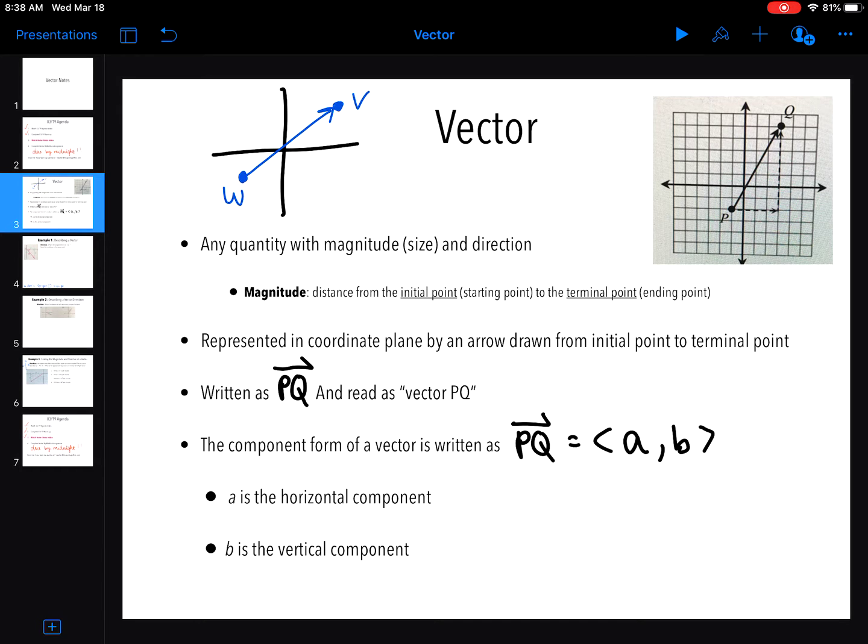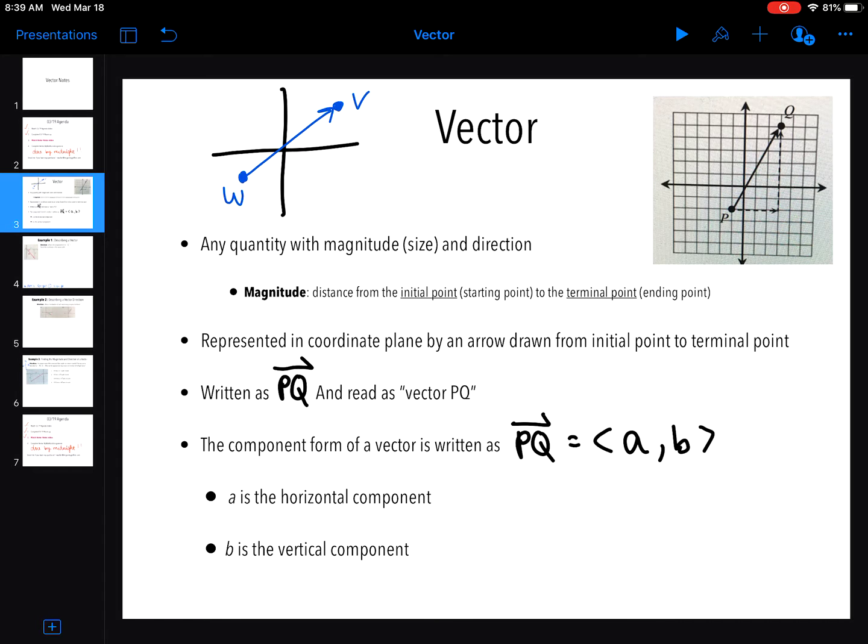All right, so what is magnitude? Magnitude is going to be size. It's that distance between your initial point, your starting point, to your terminal point, ending point. So terminal, think like at an airport. It's your last destination before you get on the plane. That is your ending point. A vector is represented in a coordinate plane with an arrow drawn from your initial point to your terminal point. And vectors are written as, for example, PQ with kind of like that half arrowhead above it, but we read it as vector PQ.